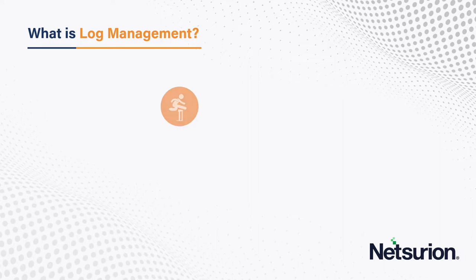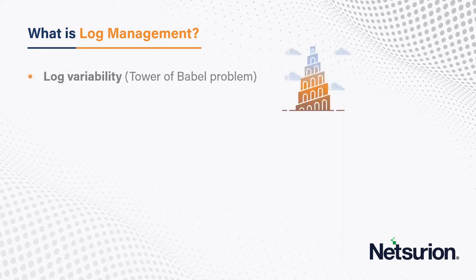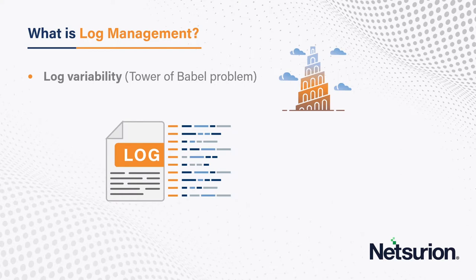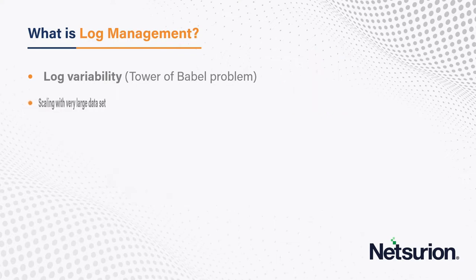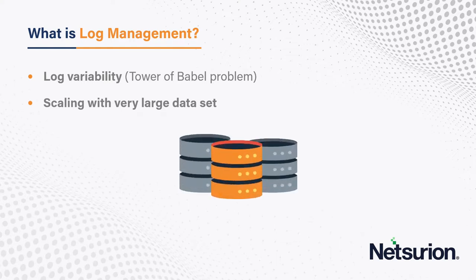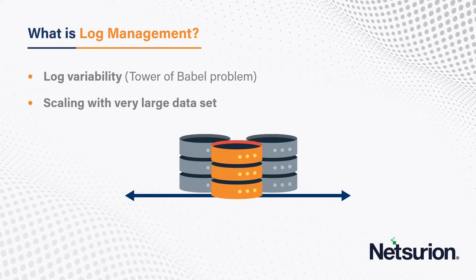Well, first of all, there is the variability. This is the Tower of Babel problem. Every log source tends to speak in its own format, in its own style, and then you have a multiplicity of formats. Coordinating them and normalizing them is problematic for log management solutions. Second, log data is ridiculously voluminous, very high volume. And so scaling becomes a challenge, particularly with very large data sets.